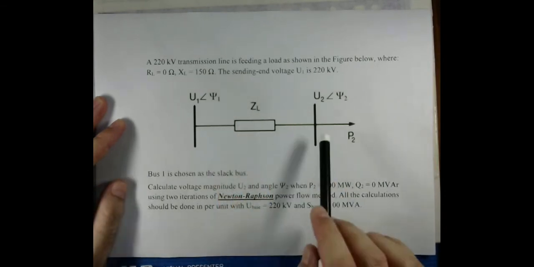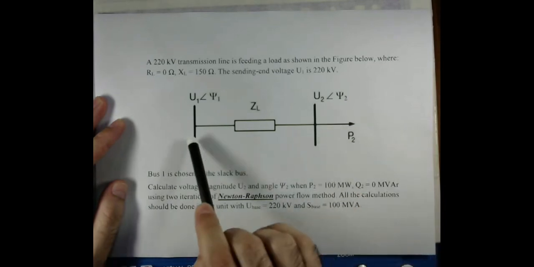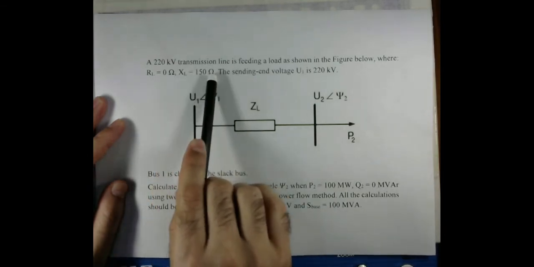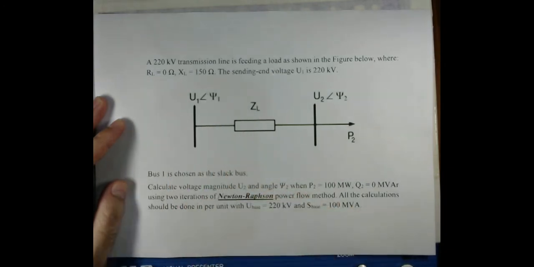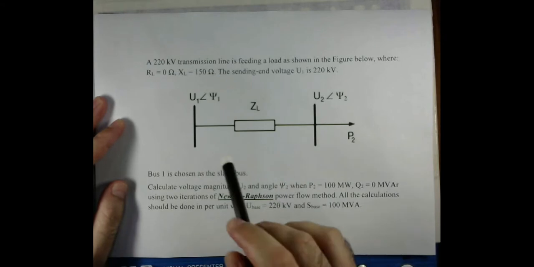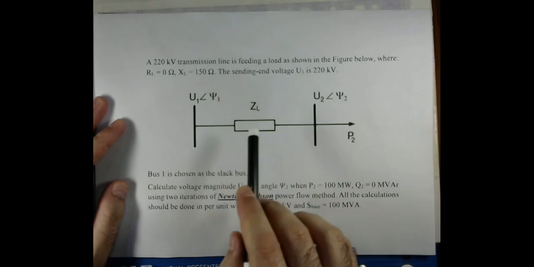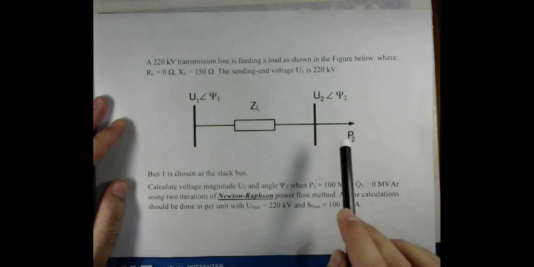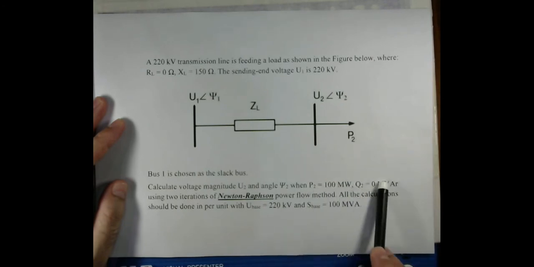So this is the problem having 2 buses. One is the load bus, one is the slack bus. In between we have a transmission line having only inductive reactance, or in other words we have only susceptance, once we calculate the impedance. So bus 1 is the slack bus, bus 2 is the load bus, where the active power consumption and the reactive power consumption are given. The active power consumption is 100 megawatt, the reactive power consumption is 0 megawatt.